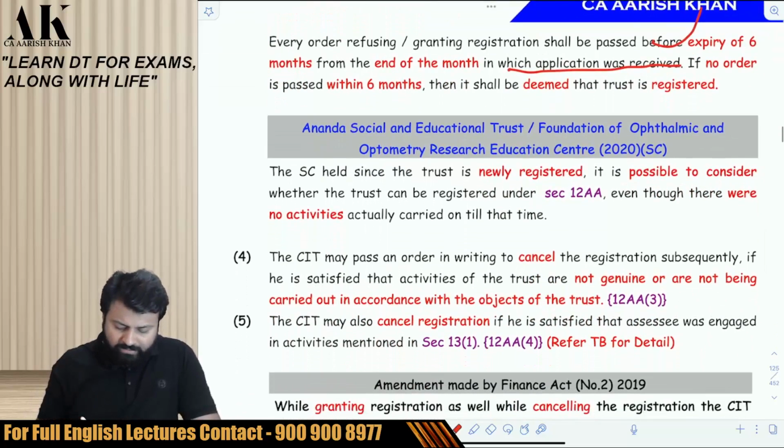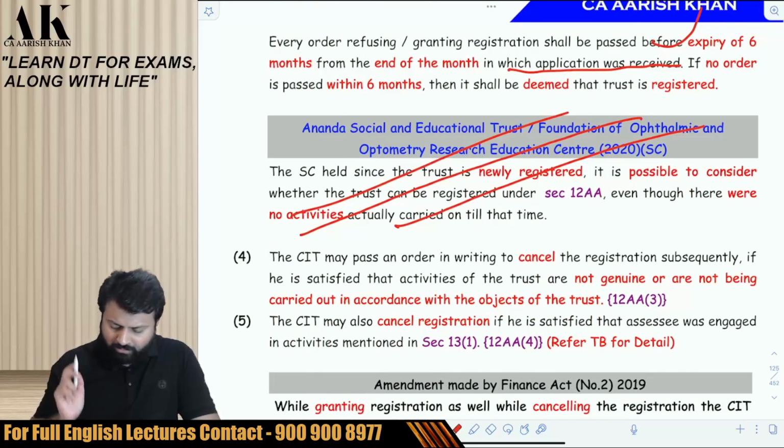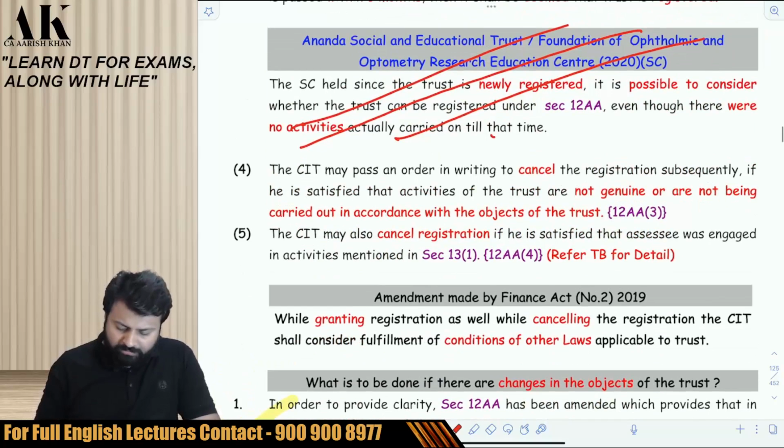Okay. Now, the next one, this case law is removed by ICAI, so you can also remove this particular case law, okay?